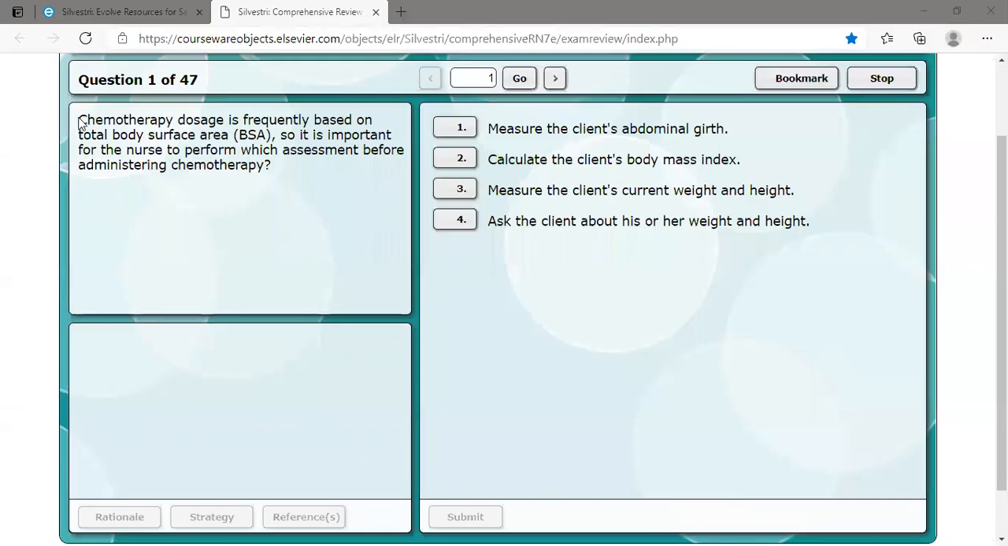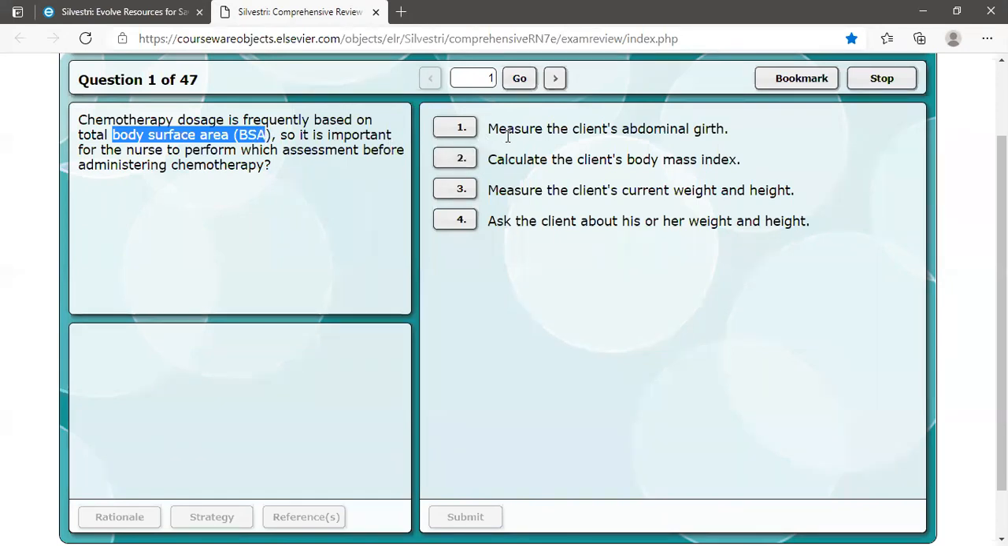Question here: a chemotherapy dose is frequently based on total body surface area, shortly called BSA. So it is important for the nurse to perform which assessment before administering the chemotherapy? If you want to measure the total body surface area, you need some tools to measure the BSA.